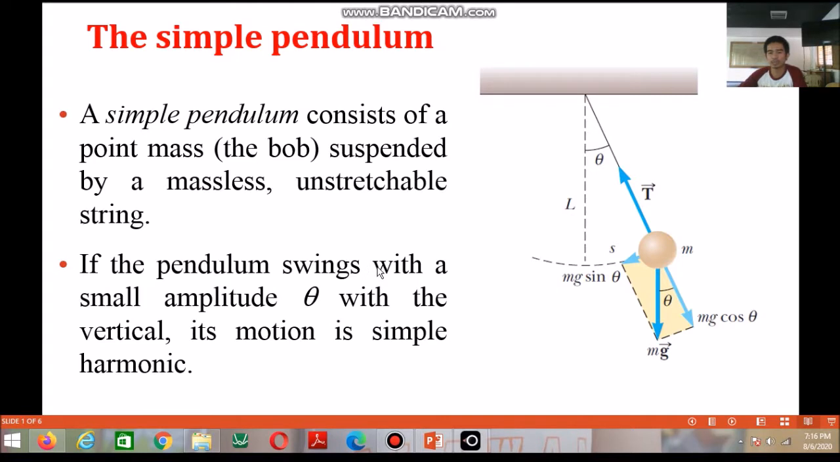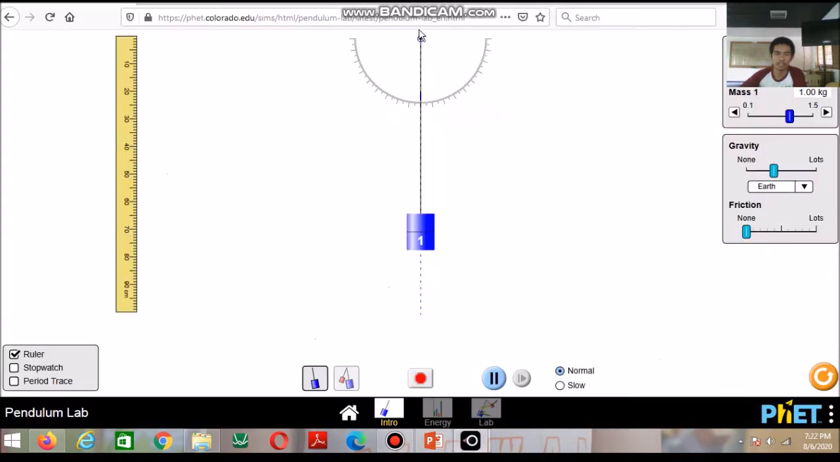Now, if the pendulum swings with a small amplitude, when you displace that bob at a very small angular displacement from the vertical, then release it, its motion is simple harmonic motion. It will swing back and forth. So what I have here is a simple pendulum.